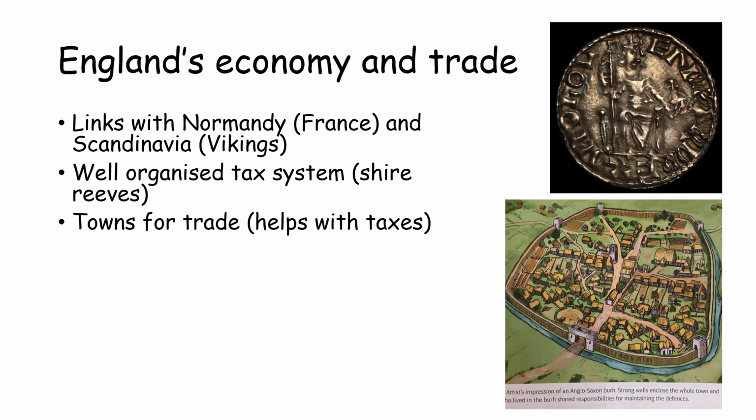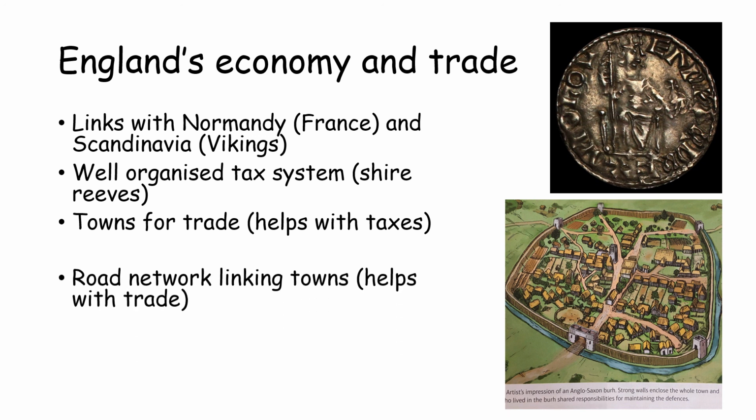We can see the town here, and this is where most of the trading happened, particularly the valuable trading, and that was because they would take a tax from the people who'd sold things and bought things. They would have to pay taxes for buying and selling in the towns, and that was one way that they made money for the king in Anglo-Saxon England.